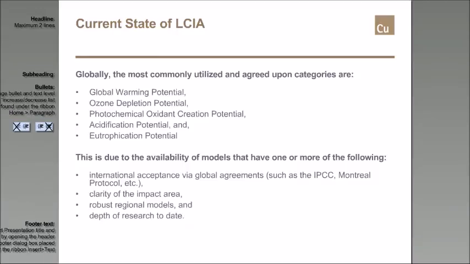Currently, globally, in life cycle impact assessment, in the broader life cycle community, the most commonly utilized and agreed upon categories include global warming potential, ozone depletion potential, both of which I mentioned previously, photochemical oxidant creation potential, which has different names but essentially looks at smog, acidification potential, and eutrophication potential. And this is due to the availability of models that have one or more of the following, which were essentially presented on the previous slide: international acceptance via global agreements, clarity of the impact area, robust regional models, and depth of research to date.